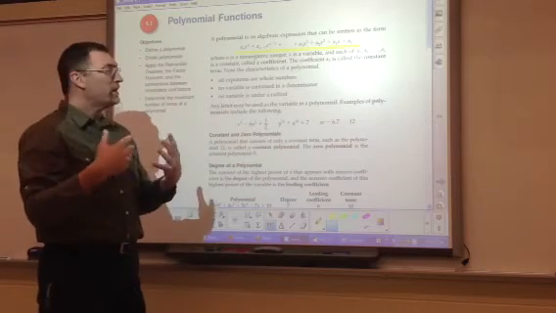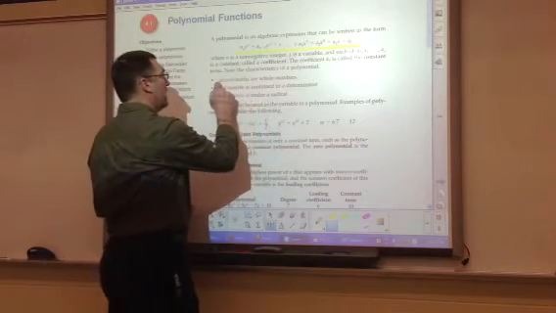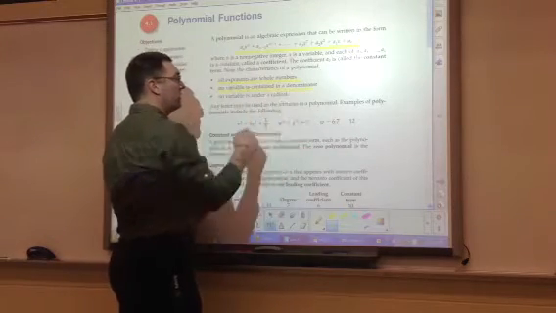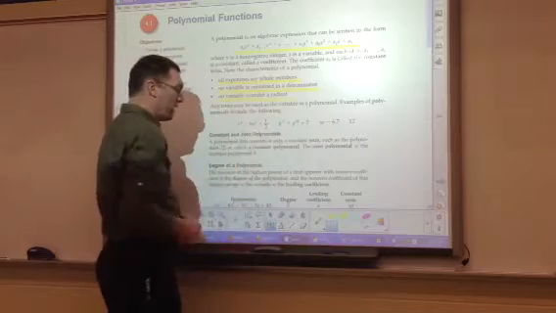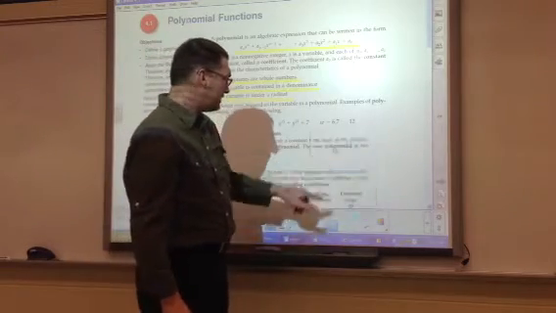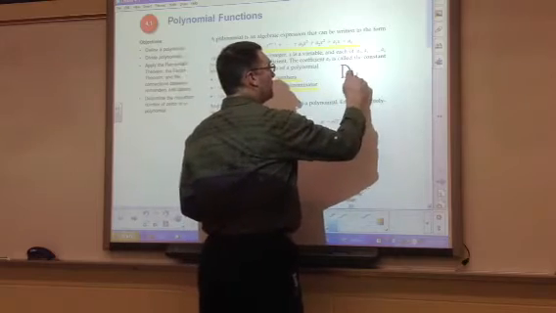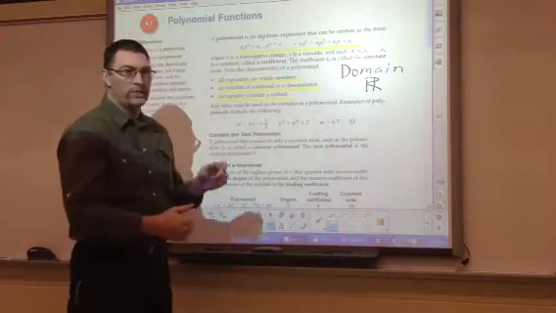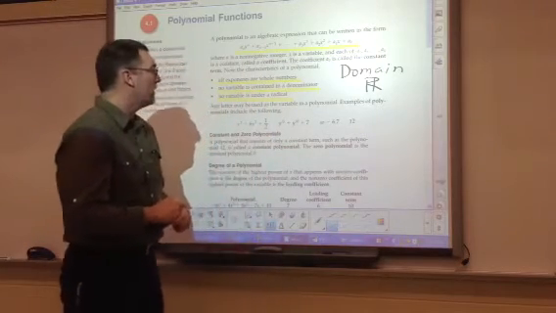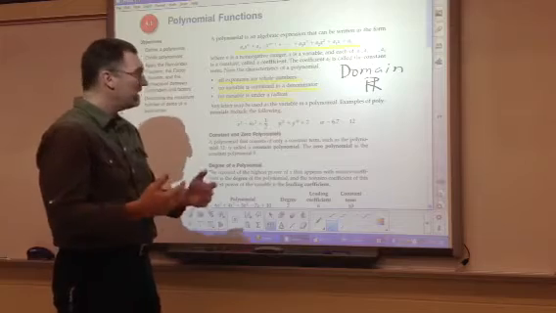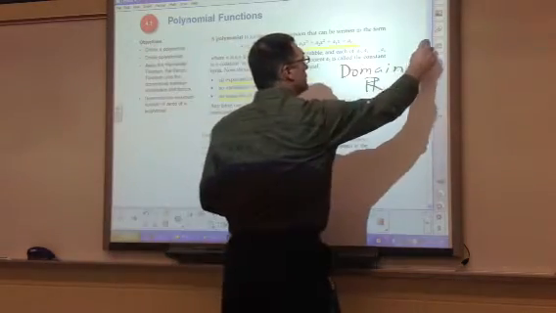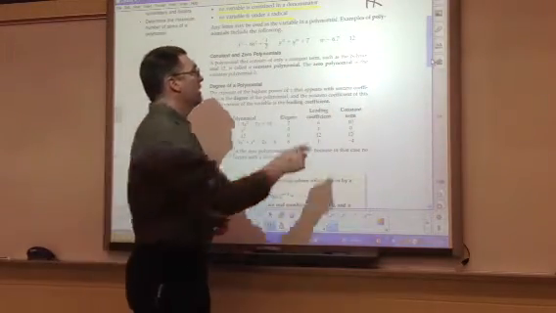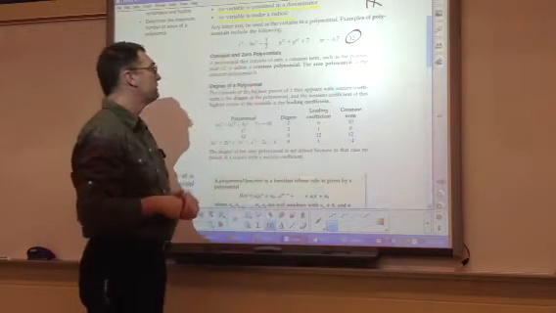And they are continuous functions, so that means that all the exponents are whole numbers. There's no variables in the denominator and none under the radical. And so that implies that the domain then is going to be all real numbers. So we don't have to worry about dividing by 0, we don't have to worry about taking the square root of a negative number. So also with polynomials, you can have a constant polynomial or a zero polynomial. That would be like 12.